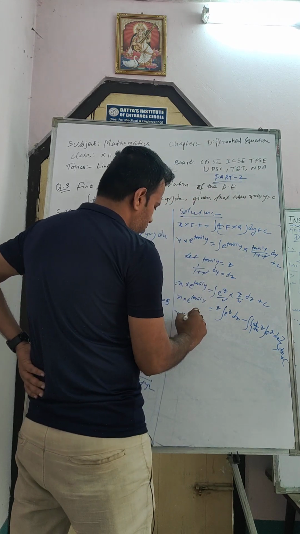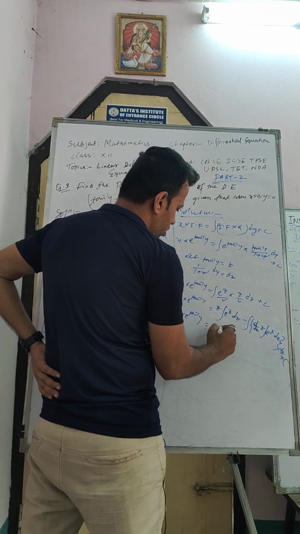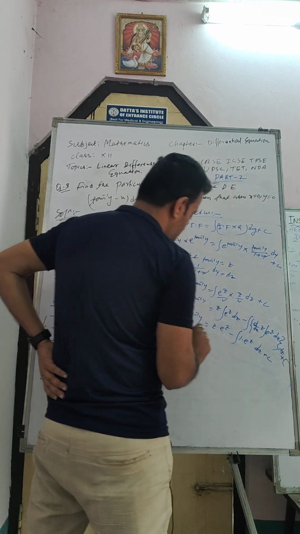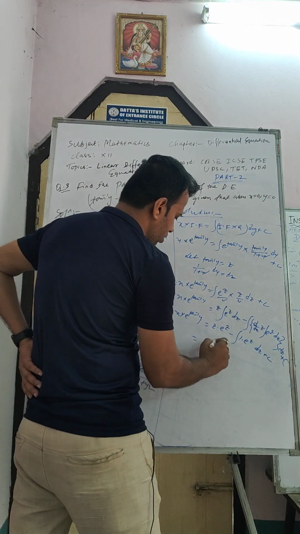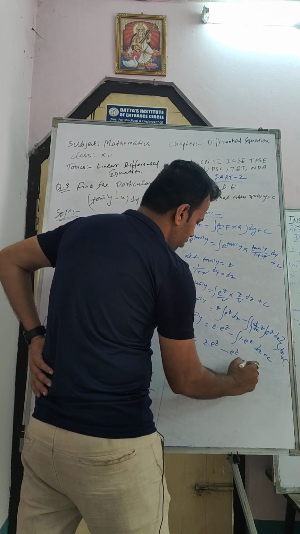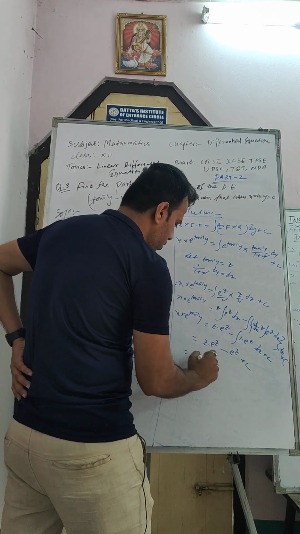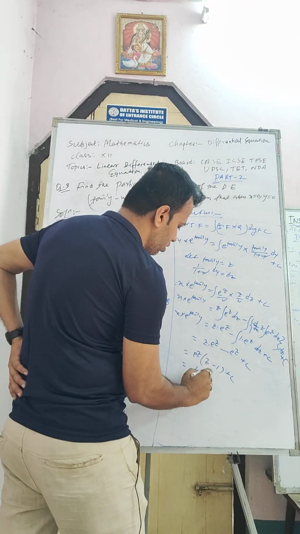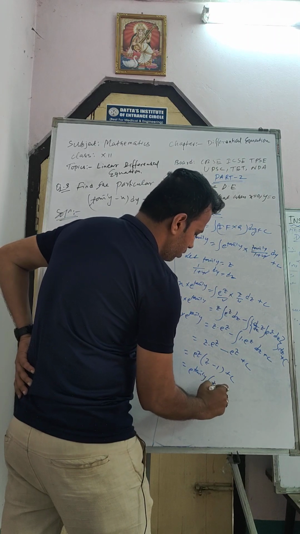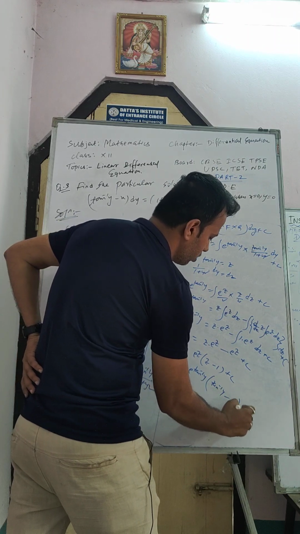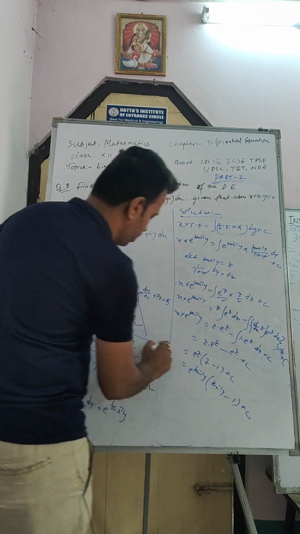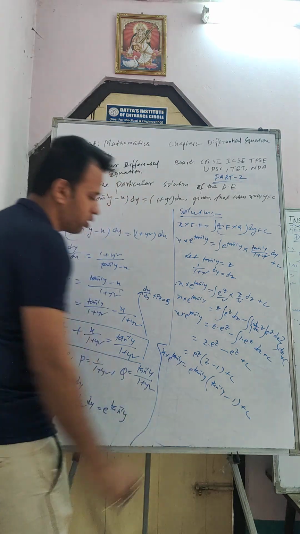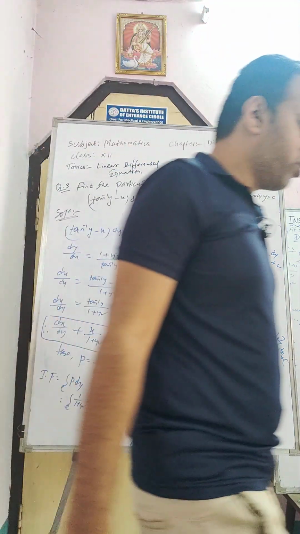So x into e to the power tan inverse y equals z into e to the power z minus integral of 1 into e to the power z dz plus c, minus e to the power z plus c. So it will become e to the power z into z minus 1 plus c. Okay, so z is what? Tan inverse y, that is tan inverse y minus 1 plus c. So what is the answer? The solution of the differential equation is x into e to the power tan inverse y.